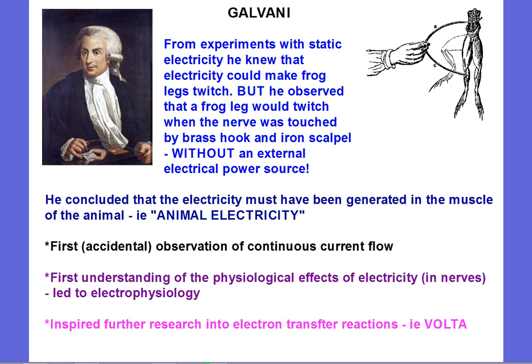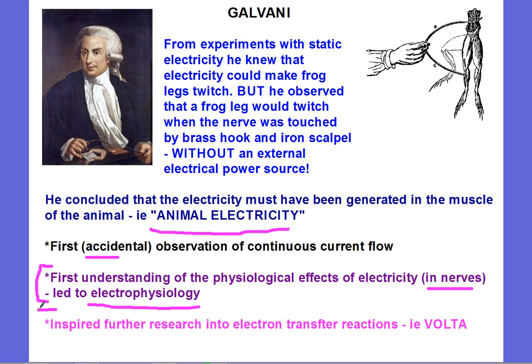That led him to conclude the electricity must have been generated in the muscle, i.e. there was something called animal electricity. His contribution to electron transfer reactions was that he had the first, even though it was accidental, observation of continuous current flow. He was the first person to understand the physiological effects of electricity in nerves. He got the idea wrong that the muscles generate electricity, but we do know now that nerves do conduct electricity, and that led to the concept of the branch of science called electrophysiology.